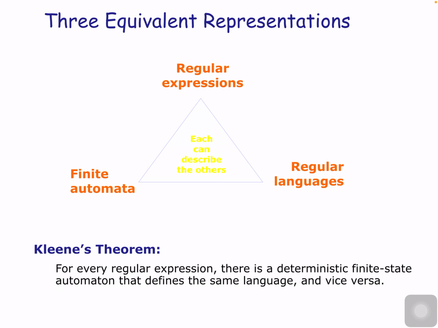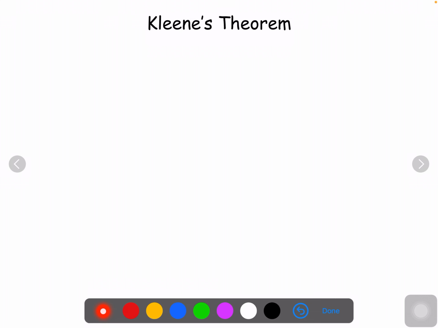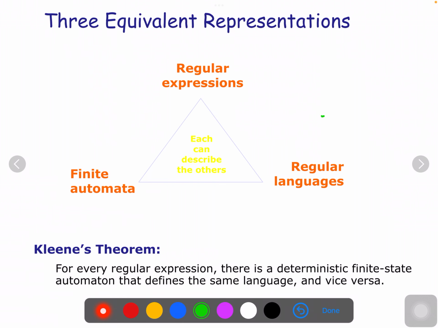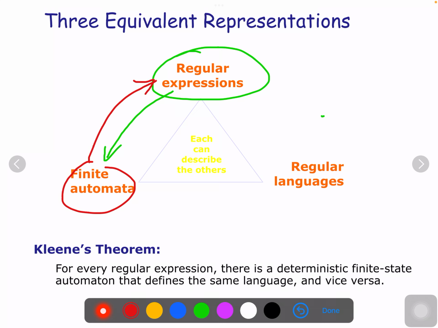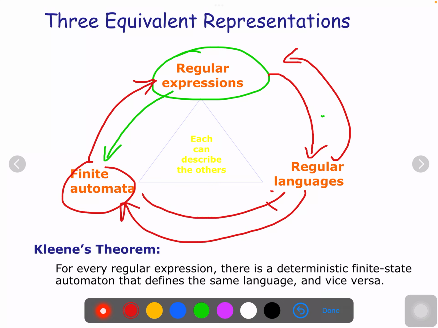We have seen this in a different format. It is a circular format. If you have a regular expression, then you can construct the finite automata. If you have a finite automata, you can construct the regular expression. If you have a regular expression, you can find out the regular language, you can have a finite automata. If you have a regular language, you can construct this one. So this cycle will always be there.